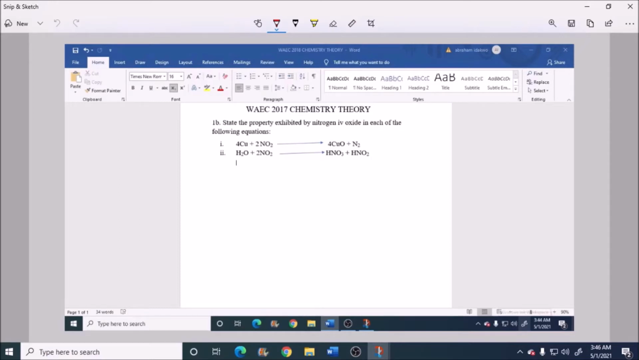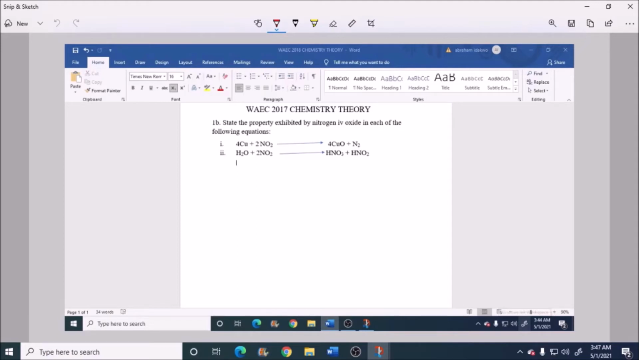Then equation 2, we asked for the roles of nitrogen 4 oxide. The nitrogen 4 oxide here also serves as an oxidizing agent, and it also serves as a reducing agent. So NO2 serves as an acid anhydride or mixed anhydride. These are the properties exhibited by nitrogen 4 oxide in the second equation.